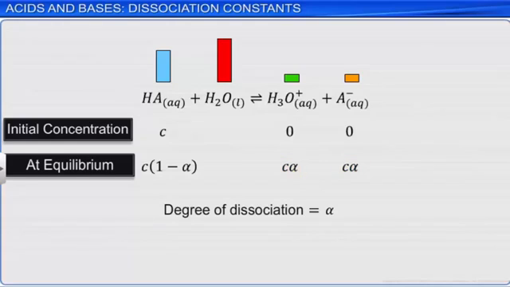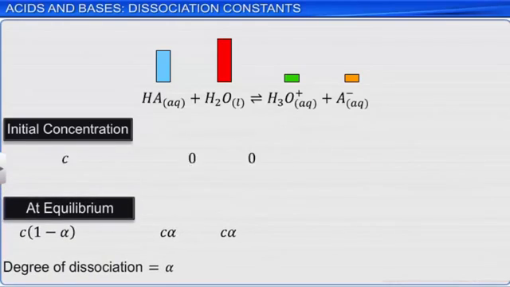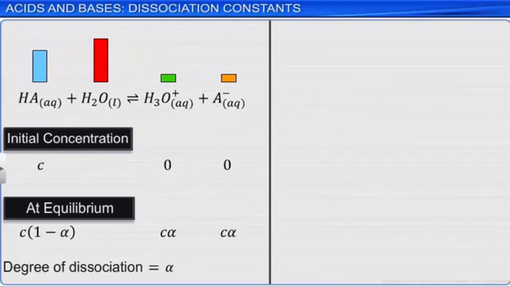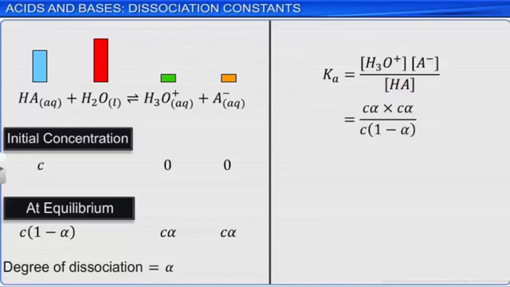The dissociation constant Ka for this dissociation equilibrium can be written as Ka is equal to the product of concentration of H3O+ and A- ions divided by concentration of HA. Substituting the equilibrium concentrations in this equation, we get C alpha multiplied by C alpha divided by C multiplied by 1 minus alpha. Thus, Ka becomes equal to C alpha squared divided by 1 minus alpha.